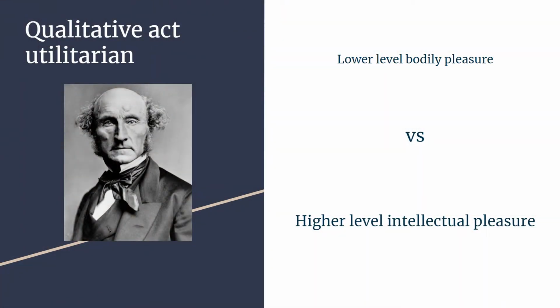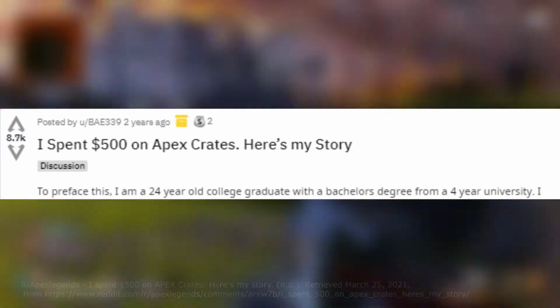For qualitative utilitarians, they consider the quality of the utility or pleasure. After spending money on loot boxes, what people get in return is lower level bodily pleasure such as vanity. By spending around hundreds of dollars, players could have instead utilized that money to get higher level intellectual pleasure such as purchasing and reading books. Despite not being unethical, loot boxes would be discouraged according to qualitative utilitarians.